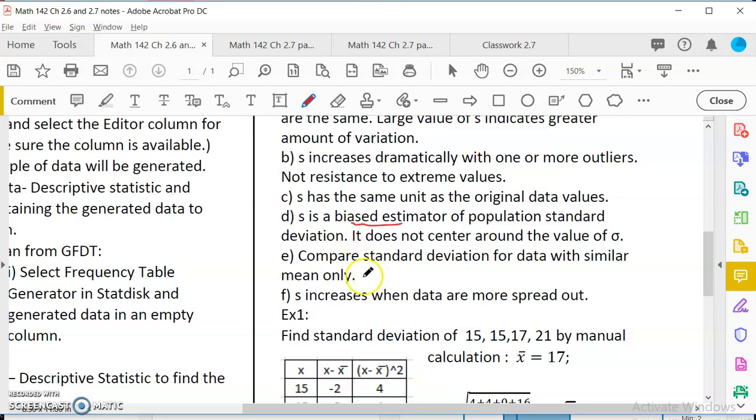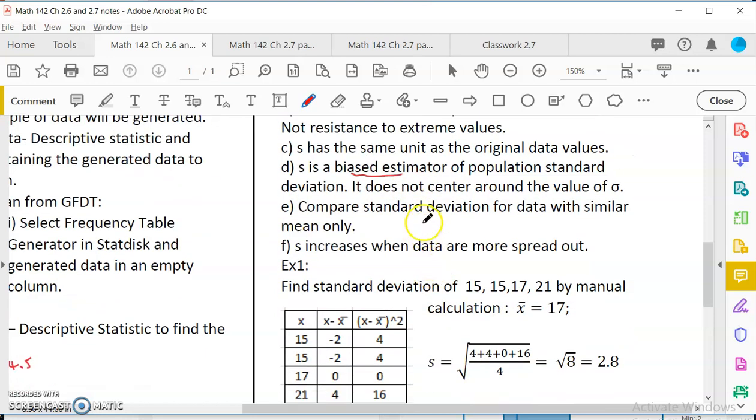If we are to compare standard deviations, we usually compare standard deviations with similar means. You don't compare standard deviations when the means are different. To compensate for this, there is something called the coefficient of variation, which is measured in percentage and describes variation also, but it's out of scope of this class. So just remember, S will increase when data are more spread out.